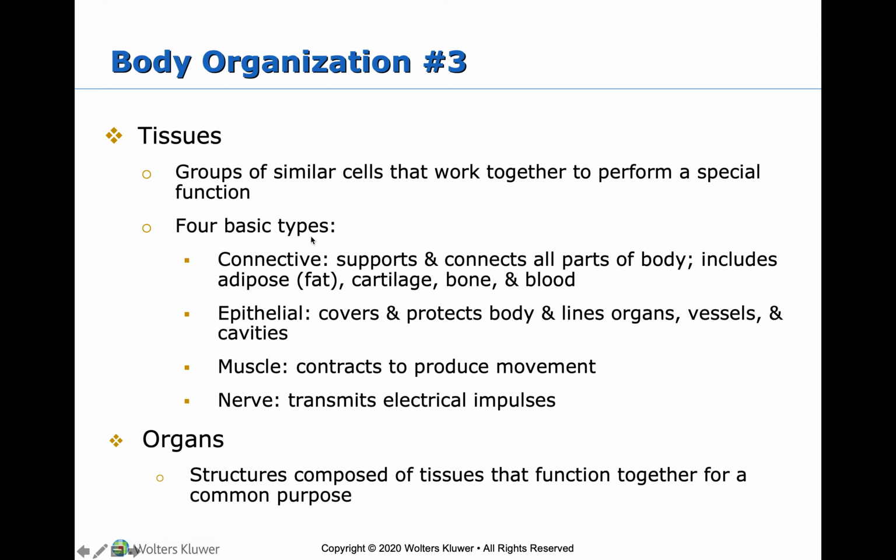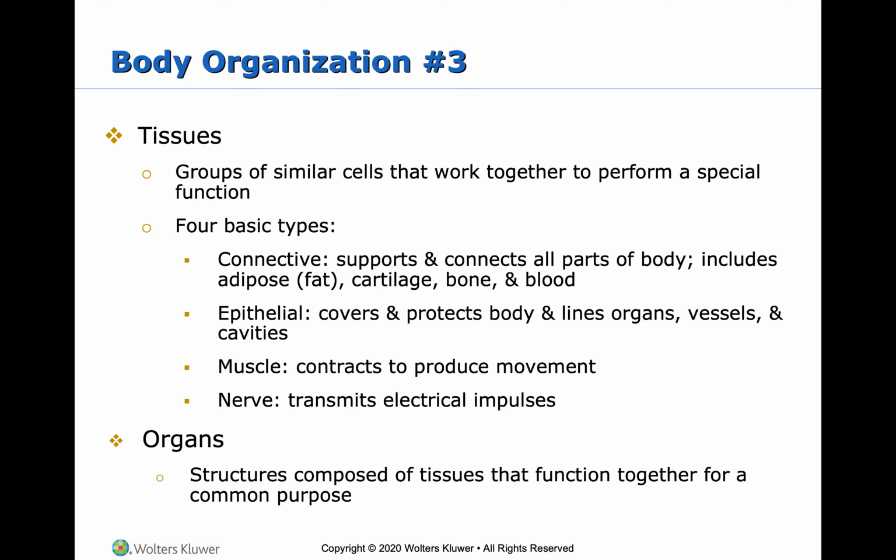Okay, so then, like I said, cells can combine to form tissues. So groups of similar cells that work together to perform a special function. There are 4 basic types of tissues. There's connective tissue, which supports and connects all parts of your body. It includes adipose, which is fat, cartilage, bone, and blood. So your blood is actually a form of connective tissue.